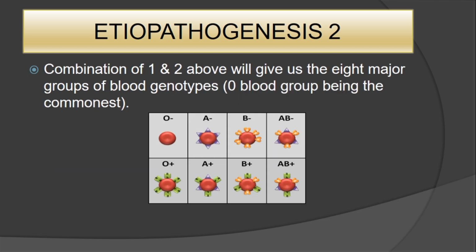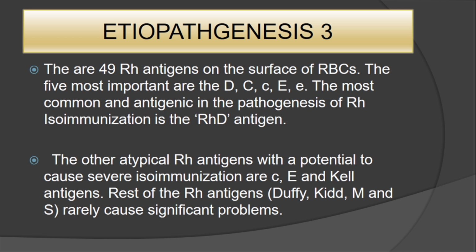antigen are absent. If we combine 1 and 2 above, that is the ABO blood group system and the Rhesus blood group system, then we'll be able to divide the entire population into the major 8 groups. We have the O negative, those people who have O negative blood, those with A negative, B negative, and AB negative. We also have some subsets with O positive, A positive, B positive, and AB positive.